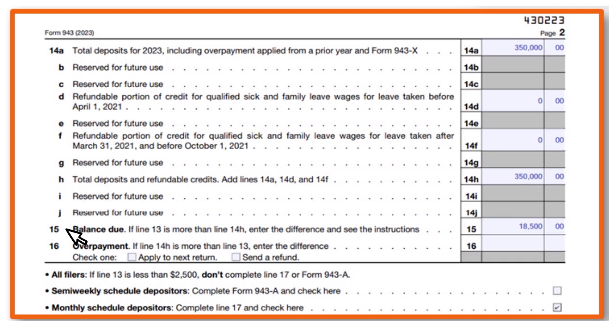Maybe in your case the scenario is totally different. You deposited way more than you owed. In that case, you can claim a refund, or you can ask the IRS to apply the overpayment to a next period. So every situation is different. And don't forget to claim some credits if they're applicable to you, because in our case, for the sake of simplicity, we did not claim any credit at all.